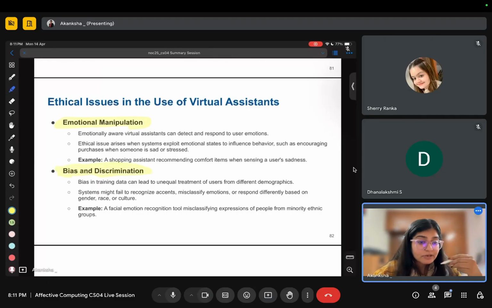Then there is bias and discrimination. In case of, let's say, facial expression recognition systems, if the model is trained on data from American people, it might not work for Indian people because Indian people might have different skin tones. For maybe African people it won't work. So bias can be there in the data, so we should always take care of these factors and try to mitigate, try to remove the bias as much as possible.